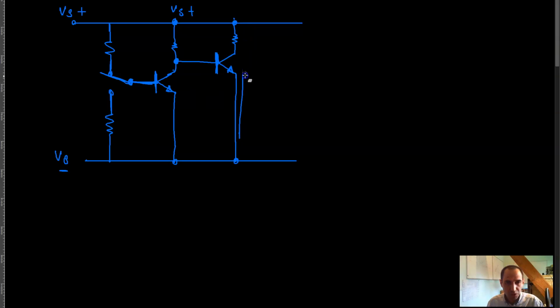There is going to be a current through this from this point to the ground, which you can call I of C of 2, for example, because if you call this Q2, then this would be I of C of 2 or something like that.